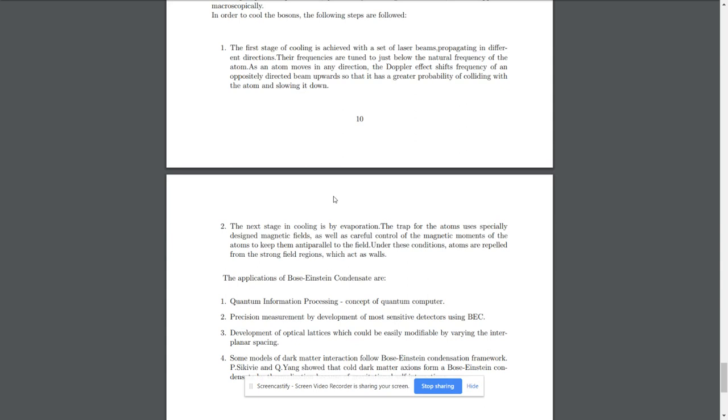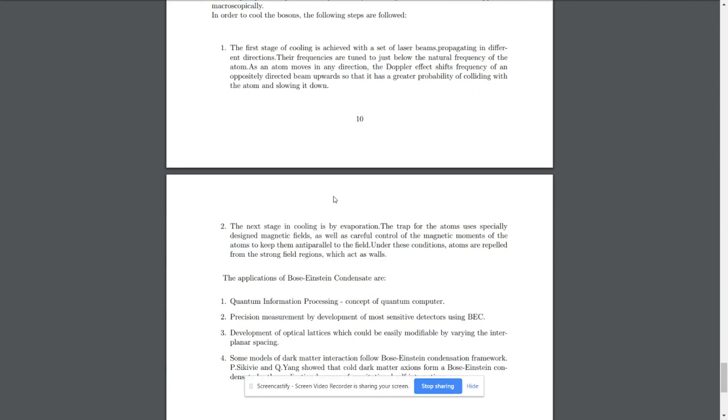The next stage in further cooling is done by evaporation. The trap for the atoms uses specially designed magnetic fields as well as careful control of magnetic moments of the atoms to keep them antiparallel to the field. Under these conditions, atoms are repelled by the magnetic force from the strong magnetic fields, which act as walls. Thus, the atoms are cooled to very low temperatures.